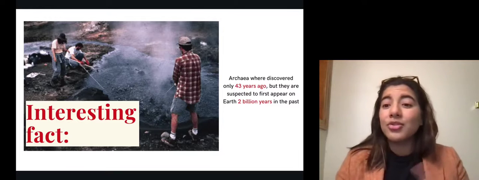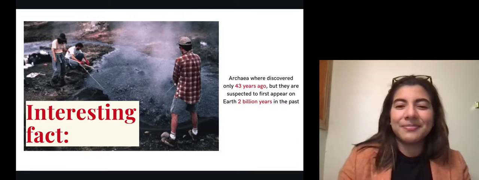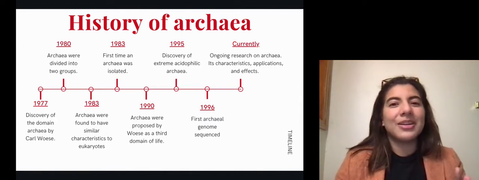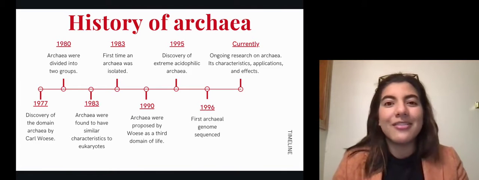An interesting fact to begin the presentation with is that Archaeans were discovered only 43 years ago, but they are suspected to have been around on Earth for almost 2 billion years. This is a small timeline of the history of Archaeans in the scientific community. It all started in 1977.